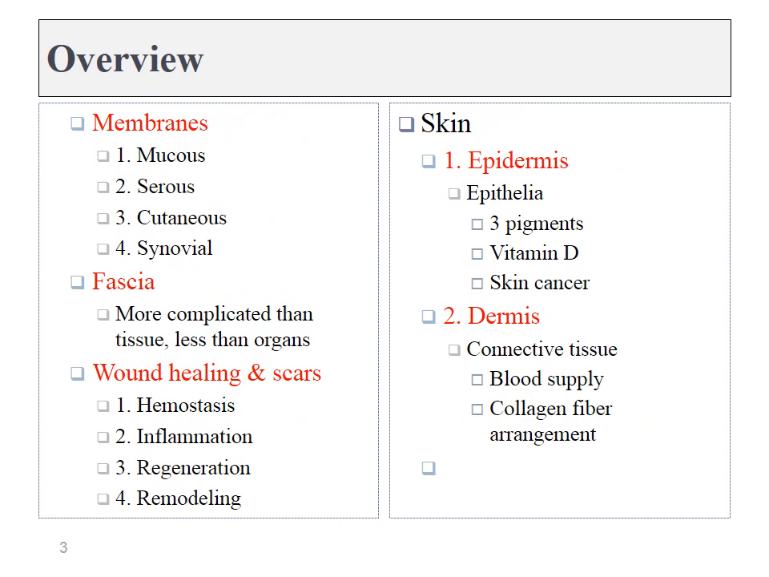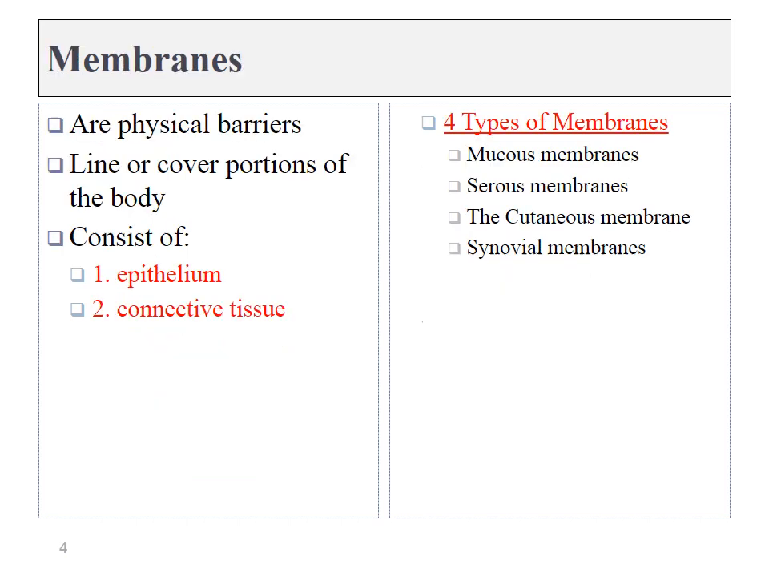In today's lecture, we'll start off with membranes and fascia, and then we'll move on to the skin, covering first the epidermis and then the dermis. The last bit for today will be how wounds heal in the skin and why we might have scars left over. Before we get to the skin, we've got a couple of things that are more complicated than tissues, but not complicated enough to be considered organs.